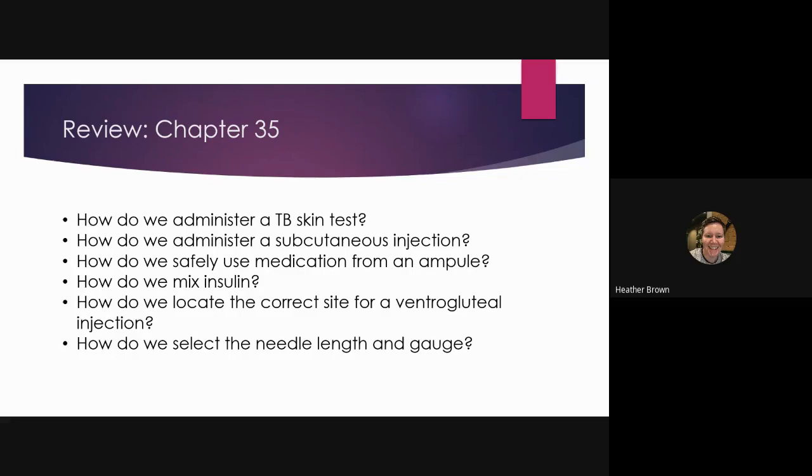When do we read the test? 15-degree angles, I love it, Elizabeth and Josefina. When do we read the test? So what's the time frame? 48 to 72 hours, 2 to 3 days. They cannot come in at 46 hours. They cannot come in at 78 hours. It is 2 to 3 days, 48 to 72 hours, period.